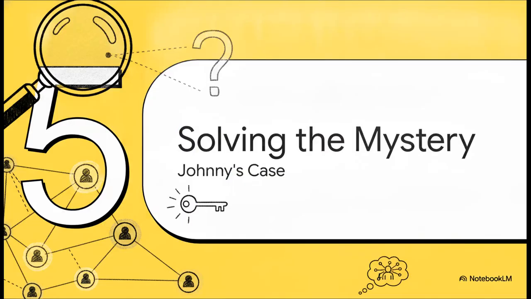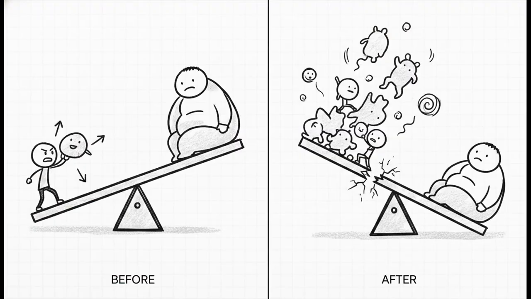Section 5. Solving the mystery of Johnny. All right, let's bring all these concepts together and return to our original mystery. We finally have the tools to understand what really happened to him. By looking at the broader system instead of just the boy, the therapist uncovered a massive structural change. Johnny's aunt and cousins had recently moved into his home.